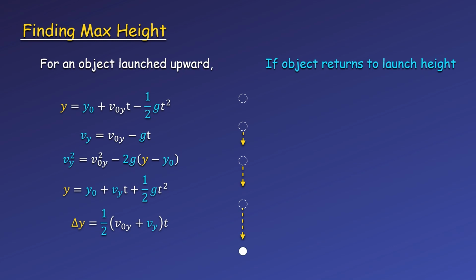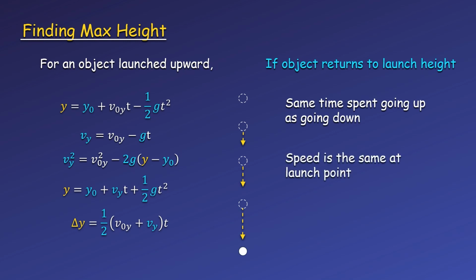Well, because the acceleration is constant, the object will accelerate the same amount on the way up as it does on the way down. This means the time it takes to go up is the same as the time it takes to go down, as long as it's returning to the same height. And that means the time to reach the max height is just half of the total time of flight. And now we have a new piece of information to solve the problem.